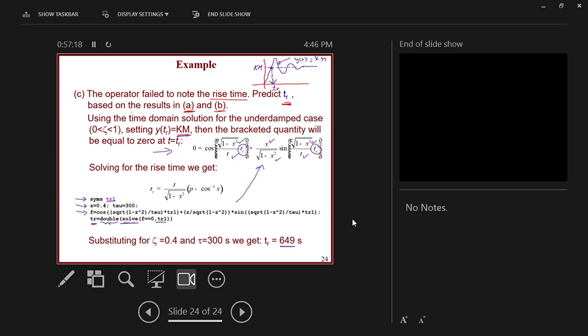So we were able to find the value of TR, the rise time, from the transfer function solution, and knowing the values of zeta and tau. This example demonstrates for you that if we have some practical data of the dynamics of the process, we can come up with the model for the process, and then we can use this model for describing the characteristics of its dynamics.